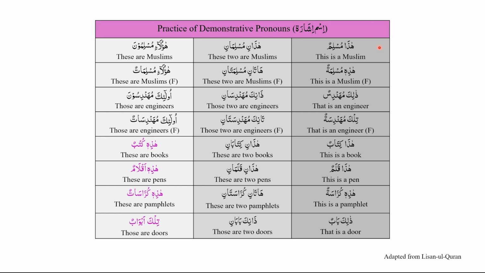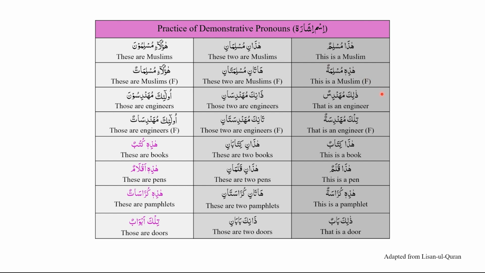Haza muslimun. This is a Muslim. Hazani muslimani. These two are Muslims. Haulai muslimuna. These are Muslims. Hazihi muslimatun. This is a female Muslim. Hatani muslimatani. These two are female Muslims. Haulai muslimatun. These are female Muslims.